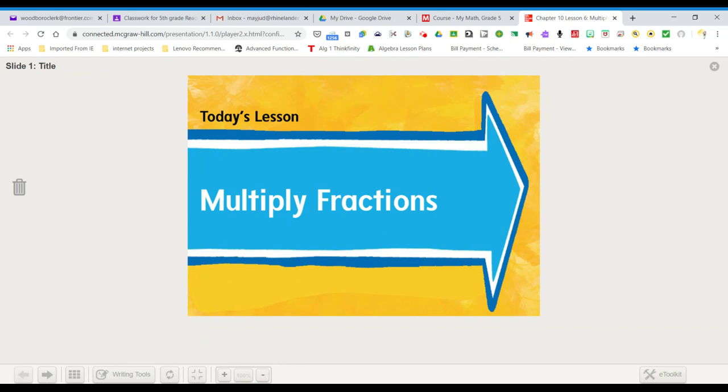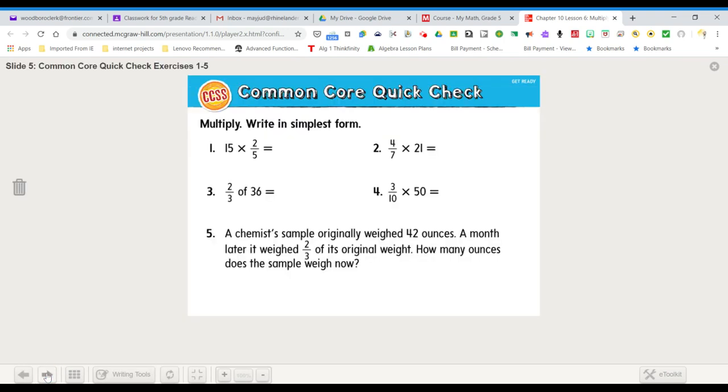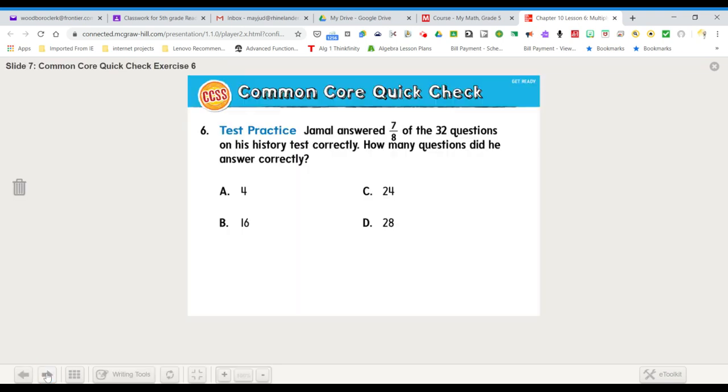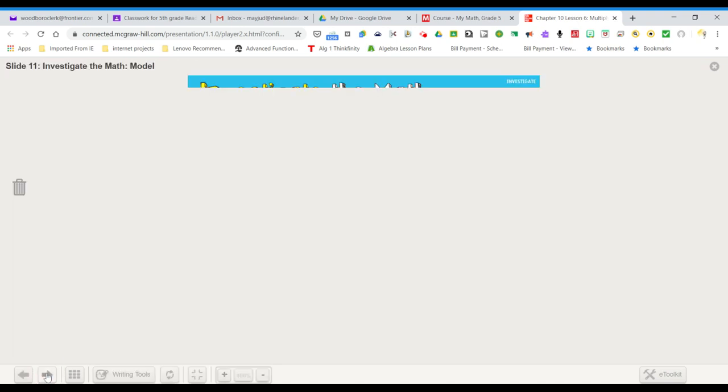So if you can turn in your books to Chapter 10, Lesson 6, it's on multiplying fractions. Yesterday we did multiplying fractions with a whole number. Today we're just multiplying a fraction with a fraction. So if you need to pause the video to get to that page, Chapter 10, Lesson 6.